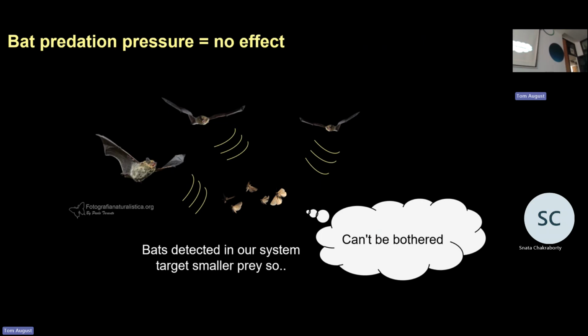While we did record bat activity during our experiment, we found that it had no effect on the movement patterns of the insects. And we think that this is because the main bats that were active during our experiments target smaller prey. So the cotton ballworms simply ignore their echolocation calls.